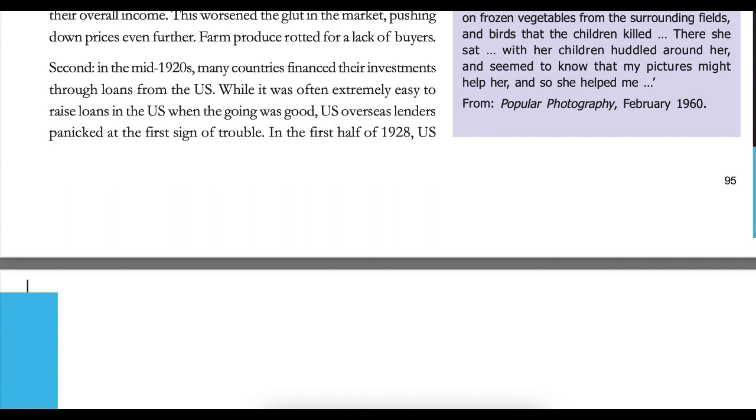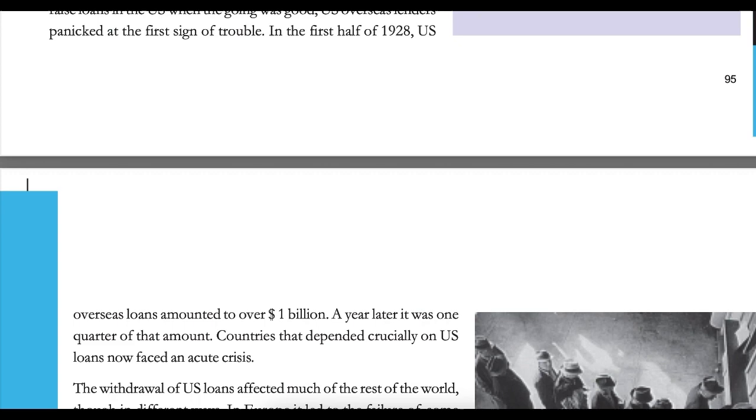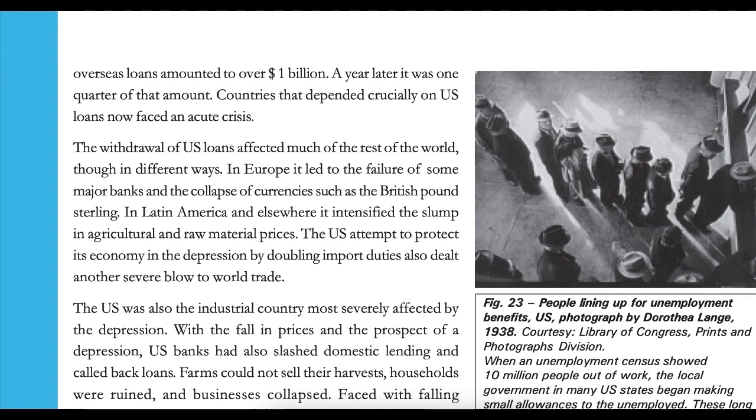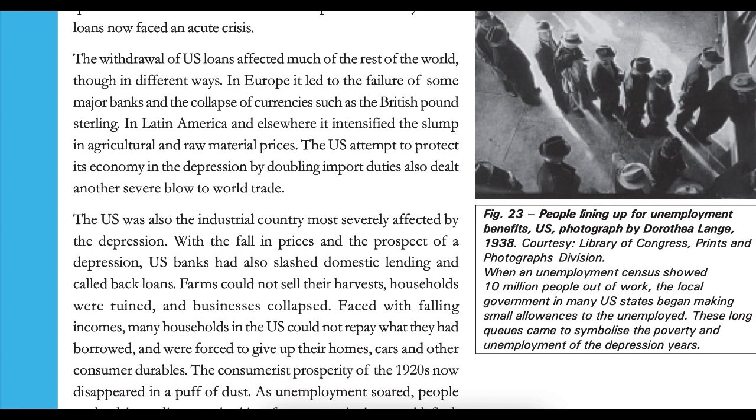Second, in the mid-1920s, many countries financed their investments through loans from the US. While it was often extremely easy to raise loans in the US when the going was good, US overseas lenders panicked at the first sign of trouble. In the first half of 1928, US overseas loans amounted to over $1 billion. A year later, it was one quarter of that amount. Countries that depended crucially on US loans now faced an acute crisis.